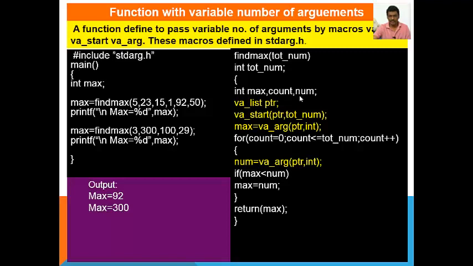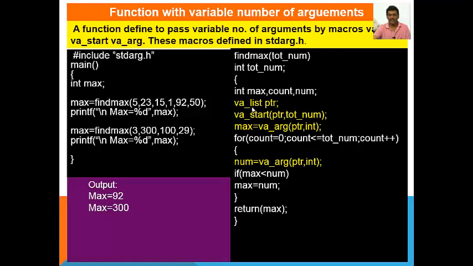int max, count, num is a local variable. Here we declare one variable, va_list ptr. We must declare it. This is the 3 steps. By using this macro, we declare one variable, which is a va_list variable. We can give any name. ptr is not fixed; it is user defined.